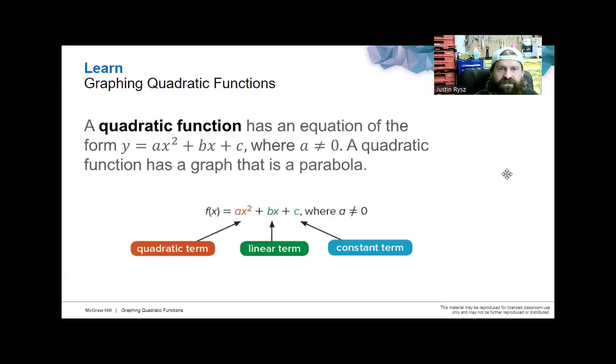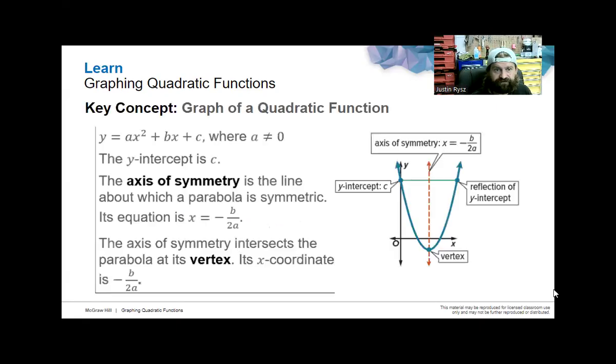Okay, so a quadratic function is an equation that has the form of y equals ax squared plus bx plus c. The thing is, a cannot equal 0. It can equal any other number, but a does not equal 0. And a quadratic function has a graph that is called a parabola. You might have seen them before. They are the U-shaped graphs.